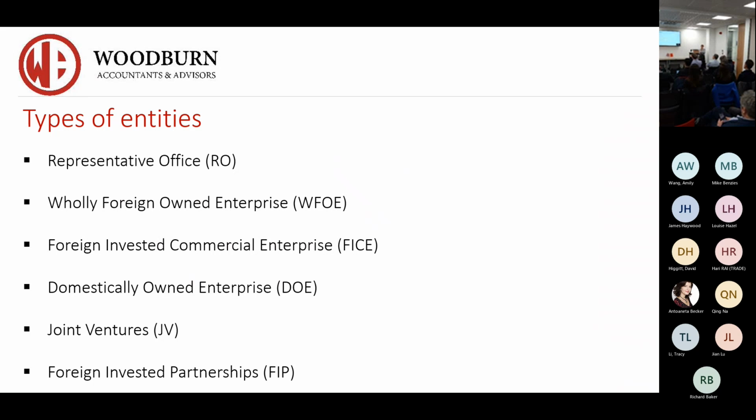Why have we put WFOE, FICE, DOI? Because it depends on who is the shareholder, and it depends on what is the business scope. Now, I also want to highlight that every single service provider has a different interpretation of this. This is mine. Because at the end of the day, you are literally setting up a limited liability company. That's it. Okay? And ultimately, it comes down to what you're writing in your business scope, and ultimately, who is the owner of that limited liability company.